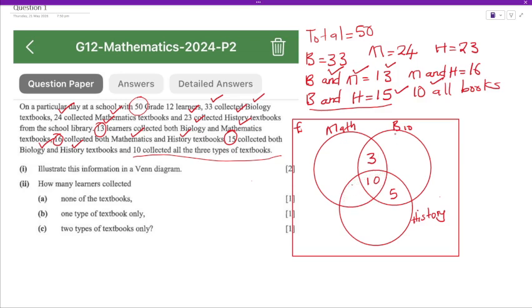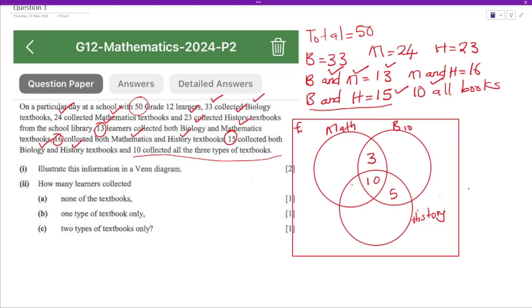So math, let me just mute my phone. Okay, sorry about that. So math intersecting with history, what do we have? Sorry about that. Math intersecting with history, where do we have that information?